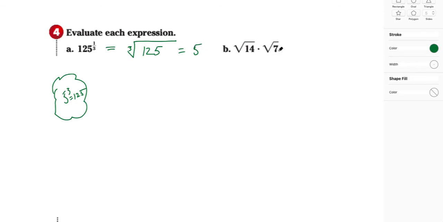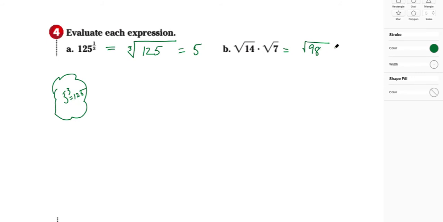Over here, when I look at this, it's kind of like I can't take the square root of 14 and I can't take the square root of 7. Maybe if I looked at it differently, I could see something better. So when I see these radicals, I personally will multiply them together and say, okay, well, this is 14 times 7, which is going to be 98. So this is the square root of 98.